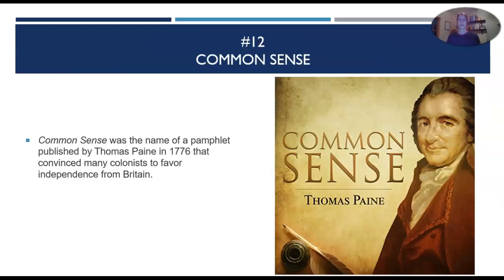Question number 12, Common Sense. Common Sense was the name of a pamphlet published by Thomas Paine in 1776 that convinced many other colonists to favor independence from Britain.